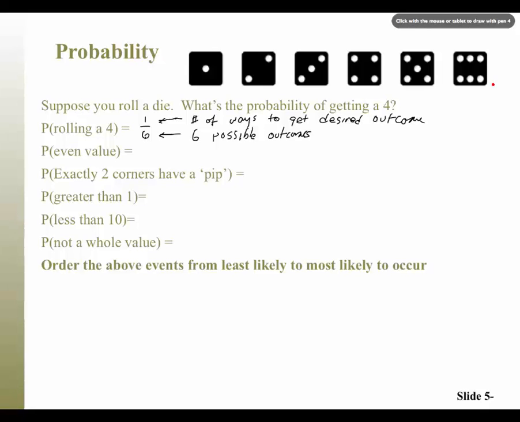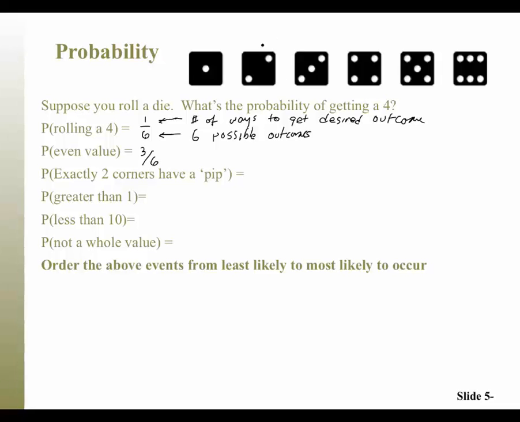Okay, what's the probability of even? What's the probability of even? He wants 3/6. Agree? Six possible outcomes, 3 of them are even. Right? Okay, exactly 2 corners have a pip. What do you think? He wants 2/6. Which ones?